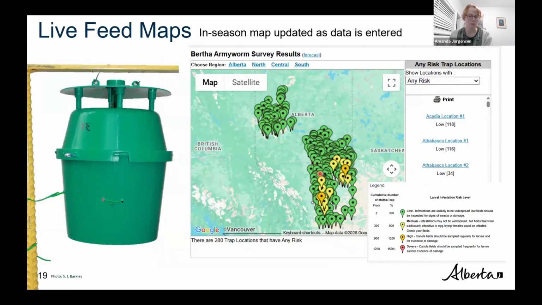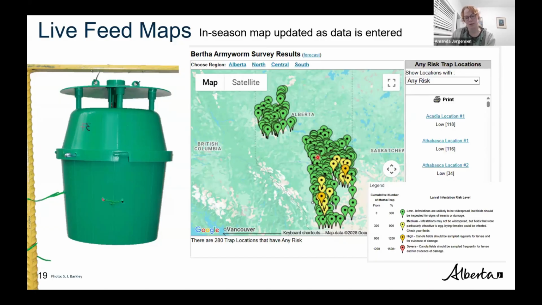Our Bertha armyworm traps similarly capture male moths that are attracted to the female produced pheromone. These are a native species that overwinter in Alberta. However, Bertha armyworm populations tend to fluctuate in a boom-bust cycle. So it's a good indication early on in the season to figure out where we are in that cycle and if we have hotspots developing.